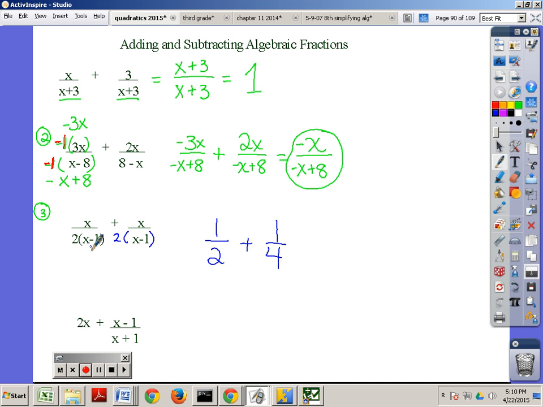You can see it if you just put a times 2. Now they look identical. So just like when we find our common denominator here, and we multiply top and bottom by 2, we need to multiply our numerator here by 2.